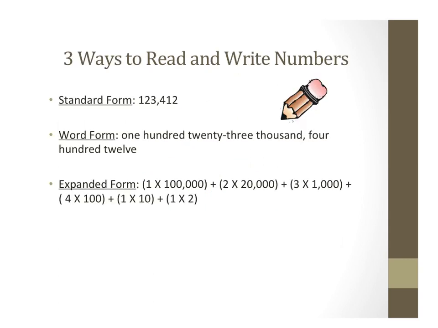There are 3 ways to read and write numbers. The first is the one people are generally used to seeing. This is standard form, when the number is simply written out. The next form is word form, and instead of writing the number out in digits, you write it out in words. The last is expanded form, where you break apart each part of the number in order to show the total value.